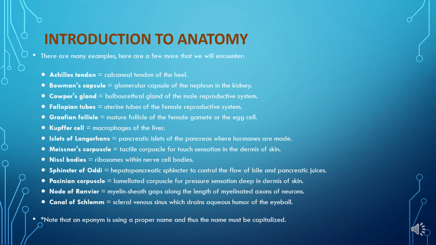Meissner's corpuscle, tactile corpuscle for touch sensation in the dermis of skin. Nissl bodies, ribosomes within nerve cell bodies. Sphincter of Oddi, hepatopancreatic sphincter to control the flow of bile and pancreatic juices. Pacinian corpuscle, lamellated corpuscle for pressure sensation deep in dermis of skin. Node of Ranvier, myelin sheath gaps along the length of myelinated axons of neurons. Canal of Schlemm, scleral venous sinus which drains aqueous humor of the eyeball.